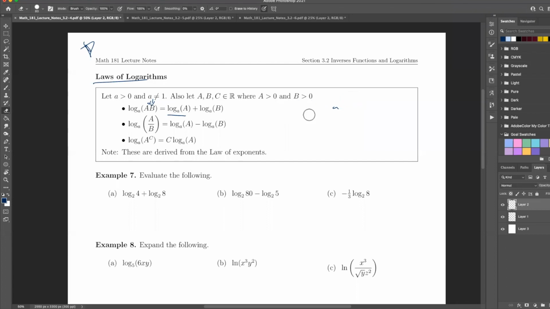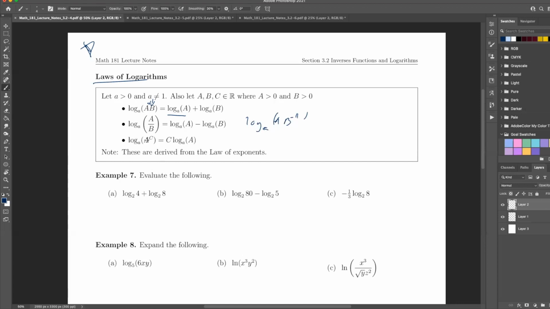And so that's just one of the rules. If I have A divided by B, it's log base a of A minus log base a of B. Do you really need to memorize this one? Not really, because I could also write this as log base a of A times B to the minus one. And I guess I need to teach you the other.